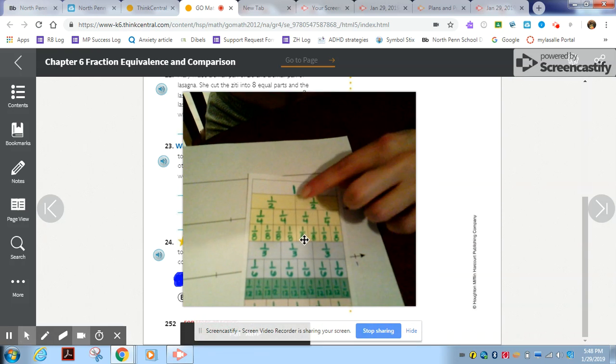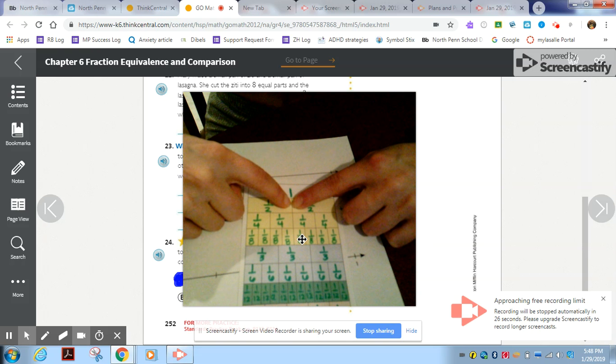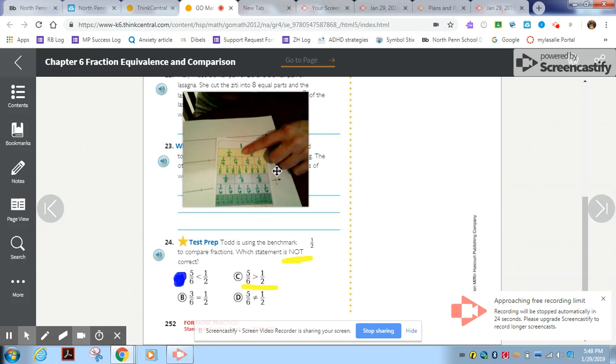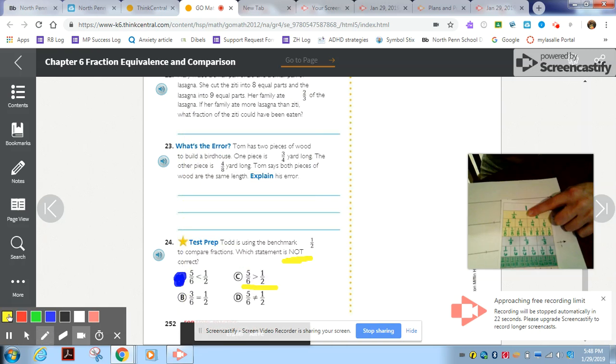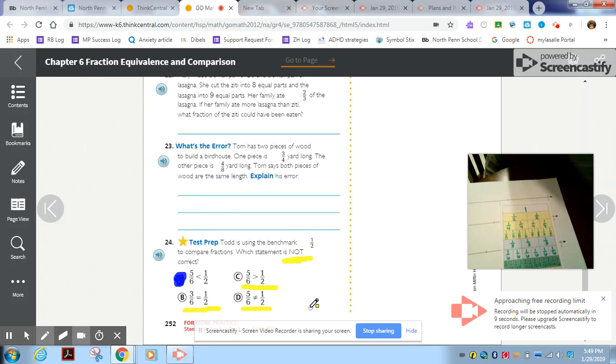All right, there's my 1/2. Let's count 3/6. 1, 2, 3. Yo, those lines match up. All right, so that one is correct. And then 5/6 is not equal to 1/2. That is also very true because we determined that 5/6 is greater than 1/2, so it cannot be equal to it. Hey, girls, awesome job.